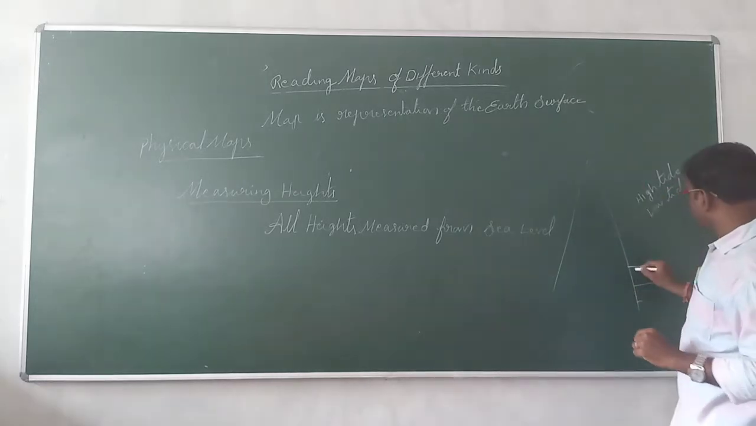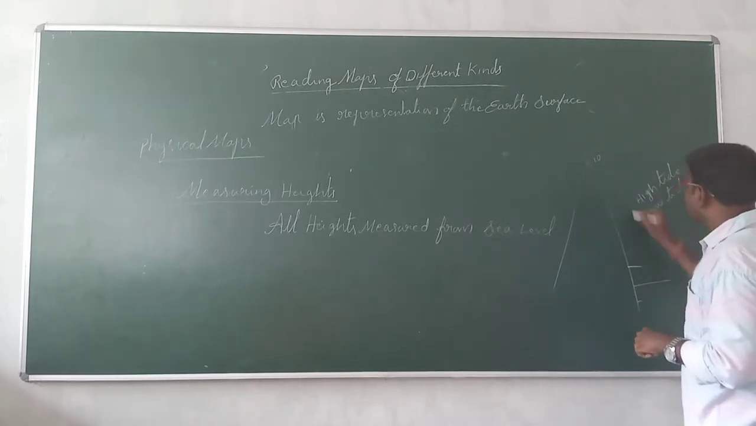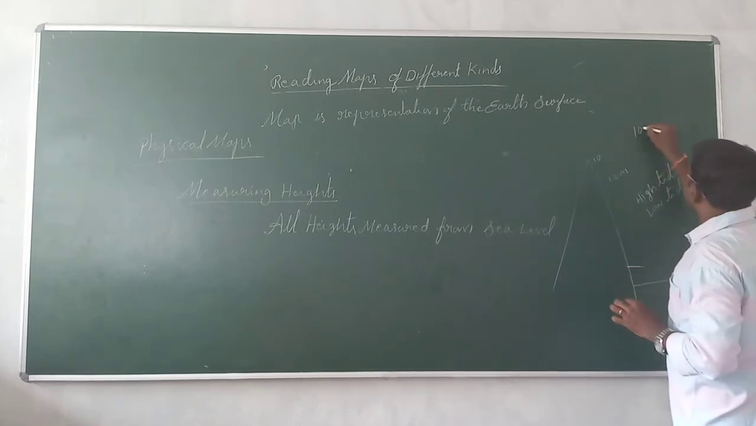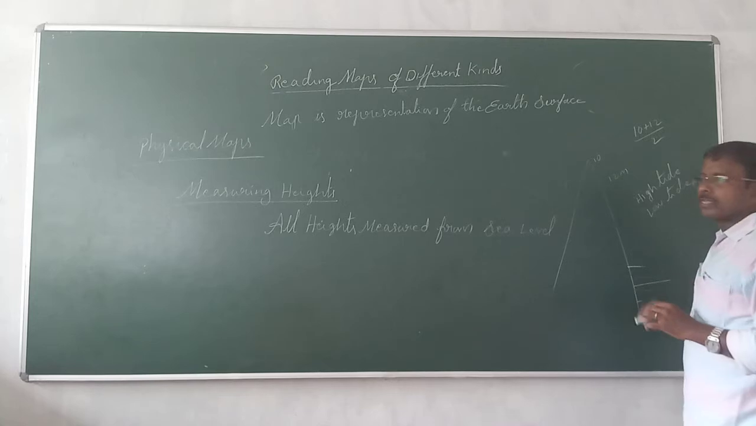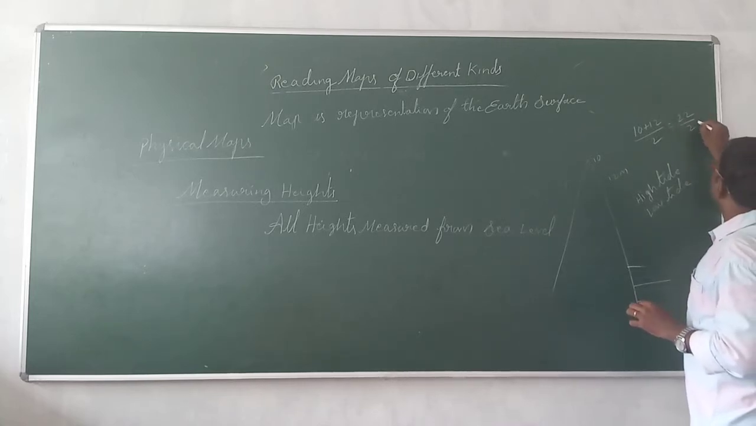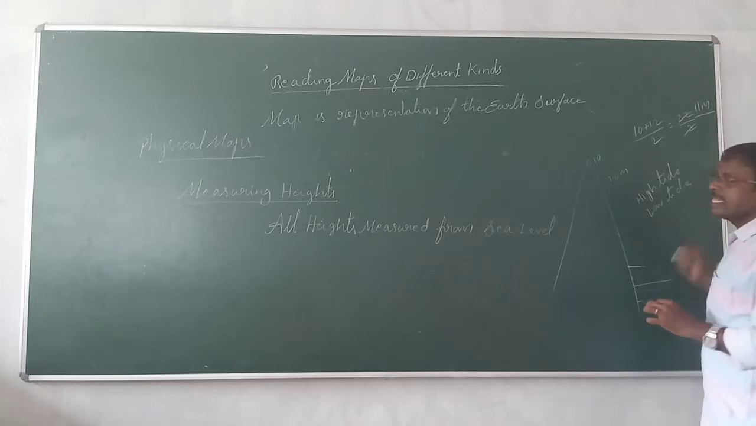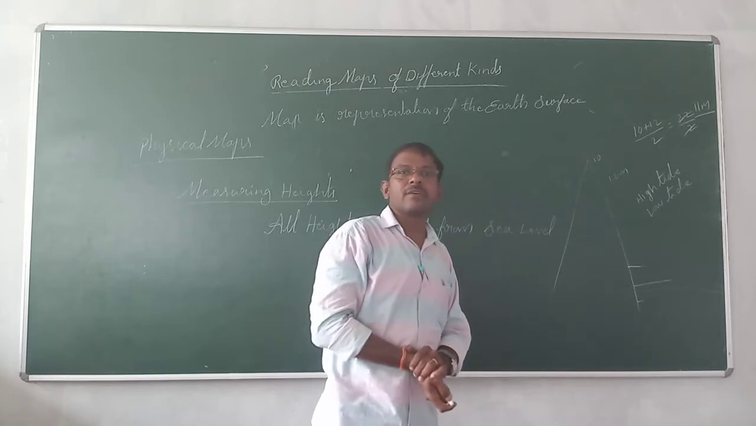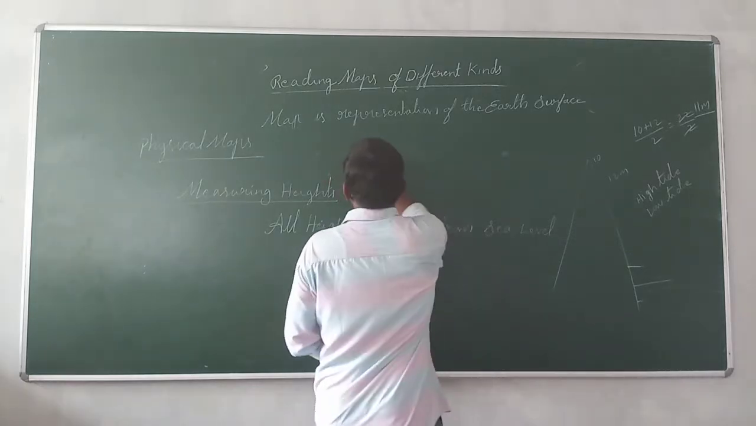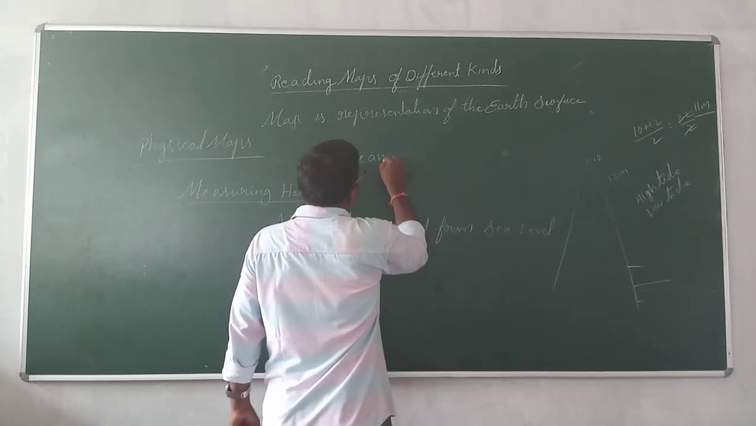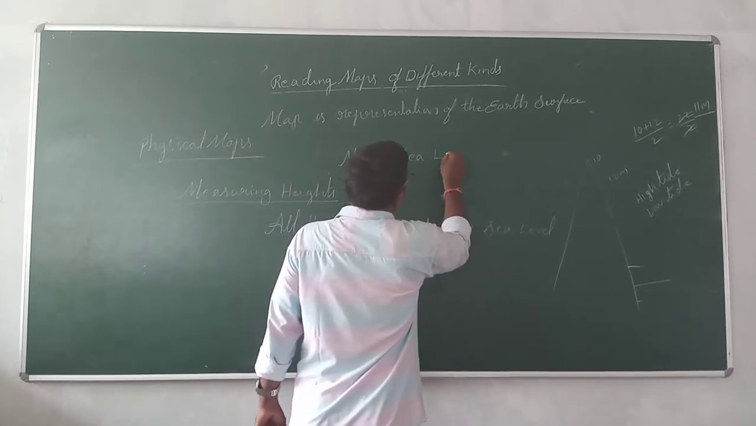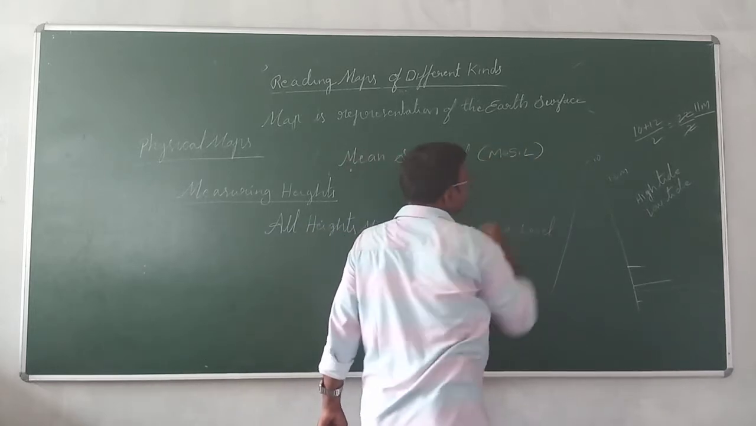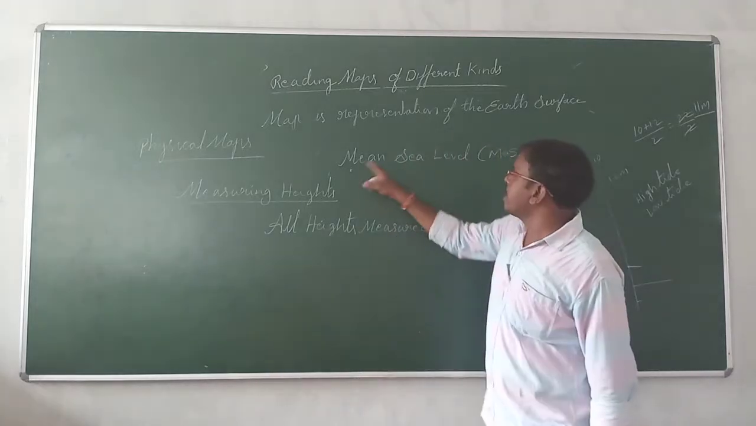For suppose during high tide it is 10 meters and during low tide it is 12 meters. So what they have done is take the average: 10 plus 12 by 2, 22 by 2, 11 meters average level. The scientists have taken the average level to measure the heights. That is known as mean sea level, also known as MSL. MSL means mean sea level.